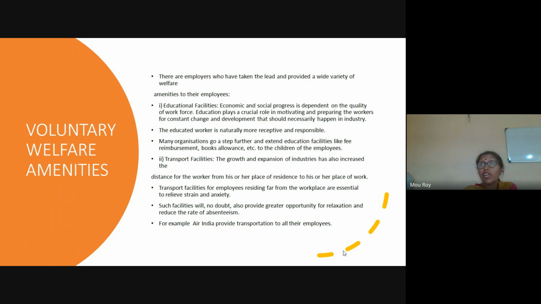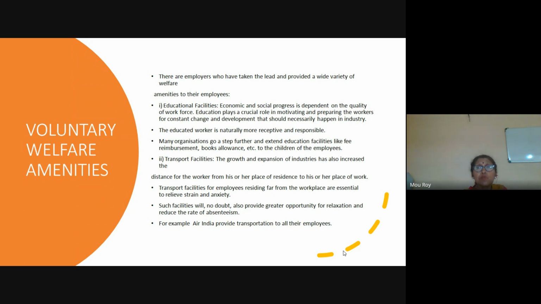But once you have a company bus or company vehicle, then you are sure the company vehicle will come to pick you up and also drop you. So you need not think about it. You have relaxation, and it also reduces the rate of absenteeism. Now, for example, those at a higher position, maybe the head of the organization, are provided a vehicle by the company. So they are picked up from their homes and then dropped to their homes.